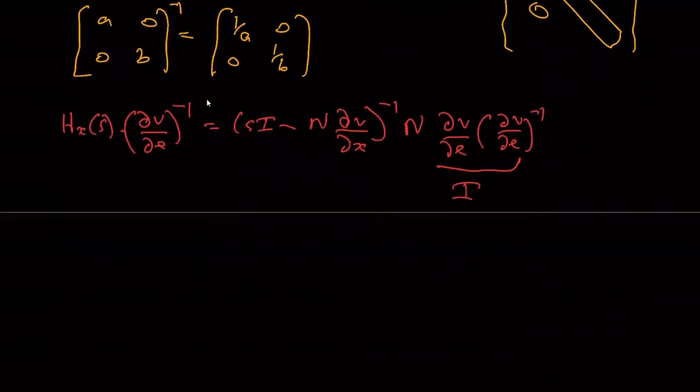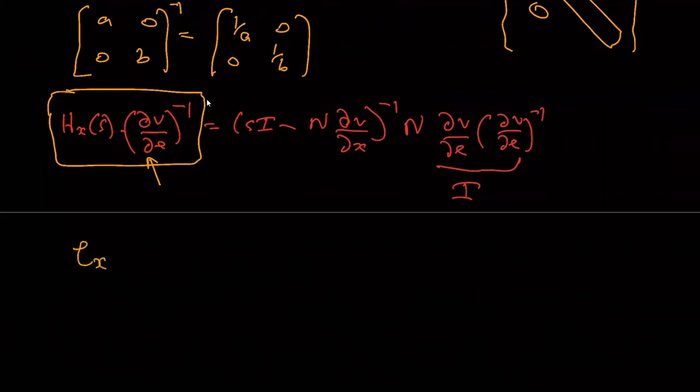So what I'm going to do is define this as another kind of transfer function that has been normalized by the input strength, and I'll call these canonical transfer functions. They're also a function of s, of course, but for the x1, it's just (sI - N dv/dx)^-1 times N, and that's it.